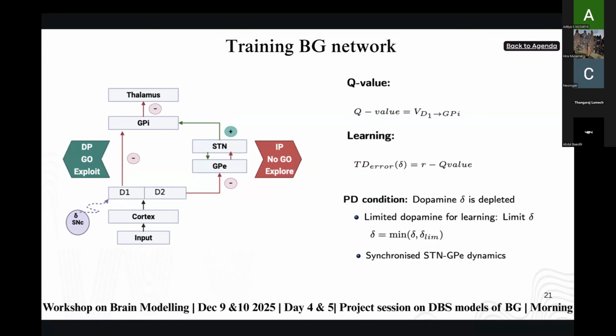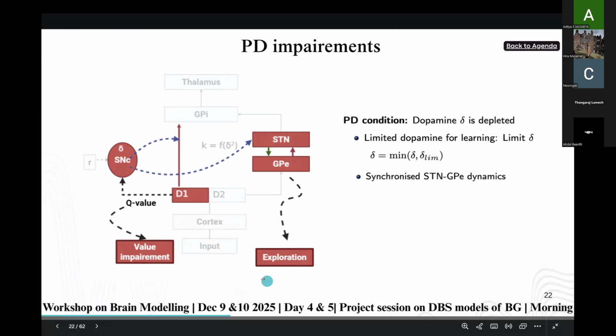Apart from that, dopamine also has an effect on STN and GPe dynamics. It ends up showing synchronized dynamics at STN and GPe. When I say synchronized STN and GPe dynamics, I'm saying that there is no complexity in the STN and GPe dynamics. So if you want to look at the entire Parkinson's behavior, there are two impairments that occur in PD. One is value impairment and the other is exploration impairment. Exploration, I have already explained why it happens: because the complexity in the STN-GPe system is lost, the exploration is lost. Since the TD error in itself is reduced, the value impairment occurs. Does that answer most of your queries?